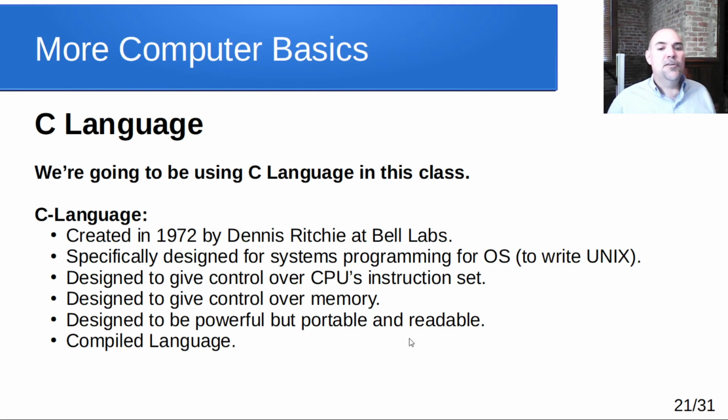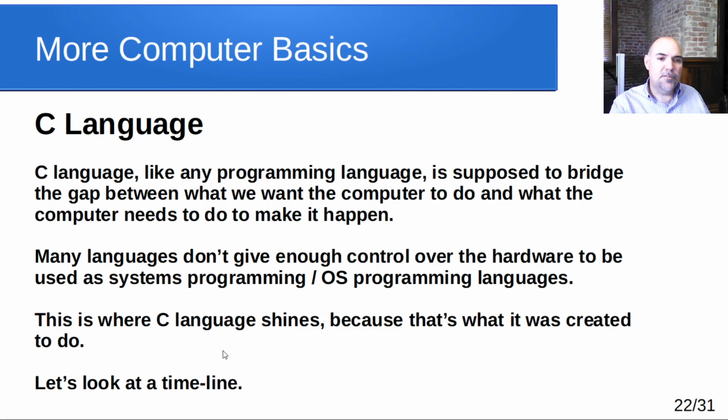So it was designed to give control over the CPU's instruction set. It was designed to give control over memory and how you access memory. So it was designed to be powerful at the bare-metal machine level of control and power that you need to write an operating system. But it was also designed to be portable and readable and maintainable. And like I said, it is a compiled language, so it compiles your source code into the native code of the processor itself.